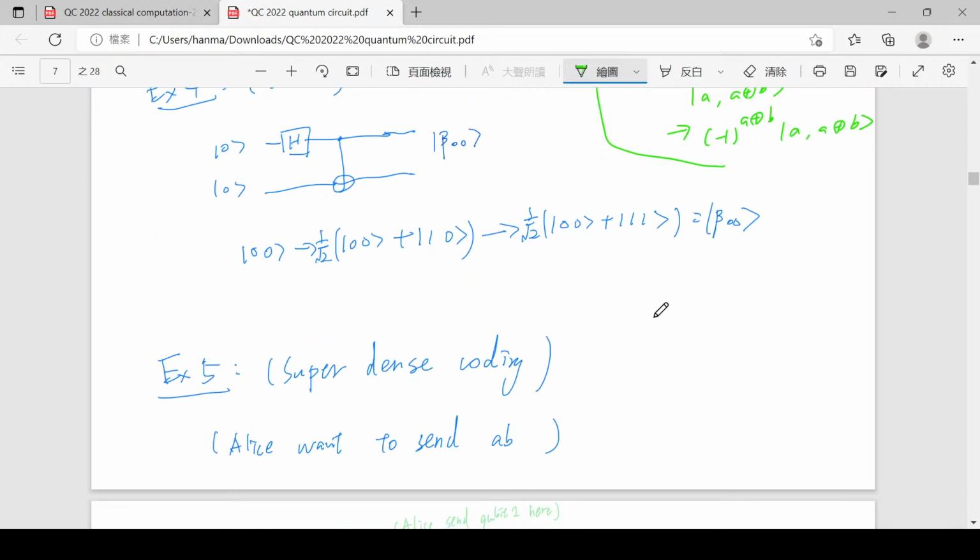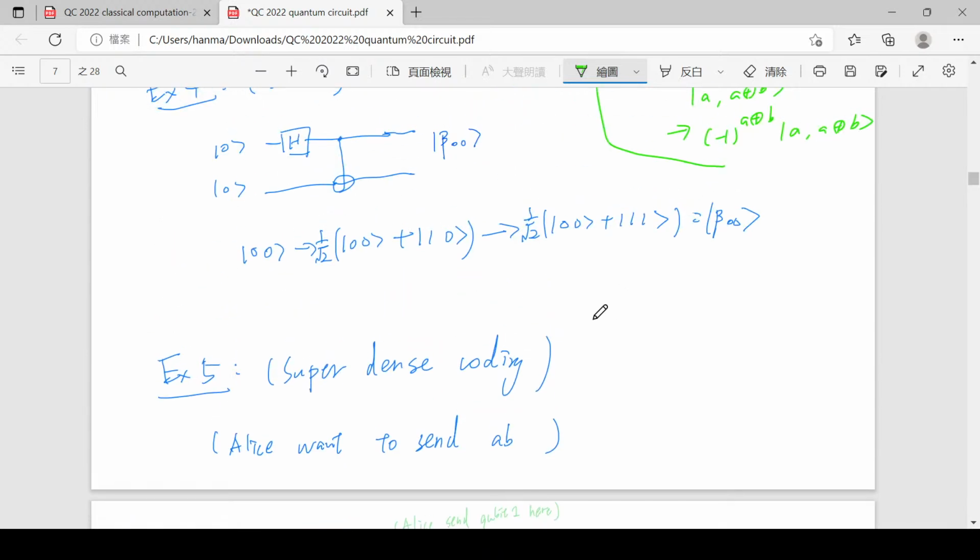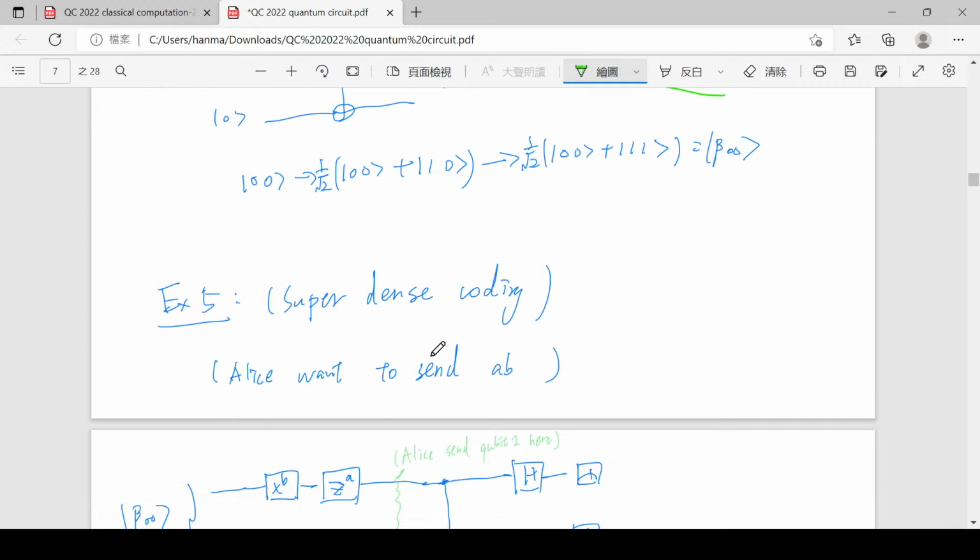And then, do we have time? Maybe. Then we can have super dense coding in a circuit model. Although it's a communication protocol, so it's a little weird to write it in the circuit model, we can write it in a circuit model to make it more clear what happened.